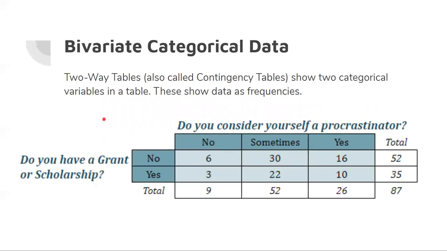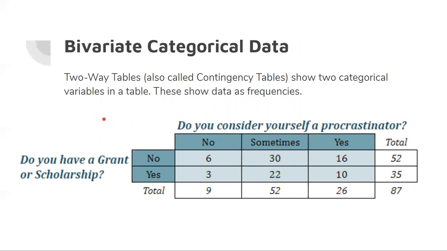So now what about bivariate categorical data? This table that I have here is called a two-way table. It's also called a contingency table. Those two phrases mean the same thing, two-way table and contingency table. They're synonyms of each other. And this is one way to show bivariate categorical data.